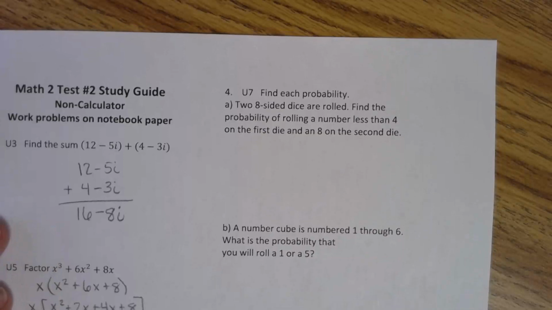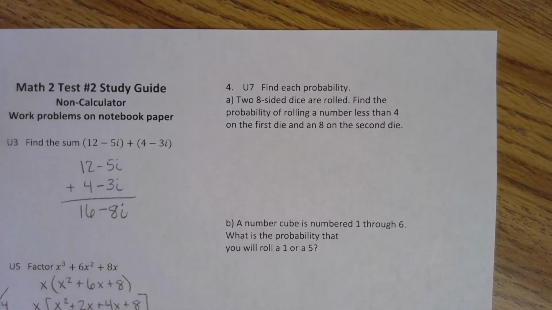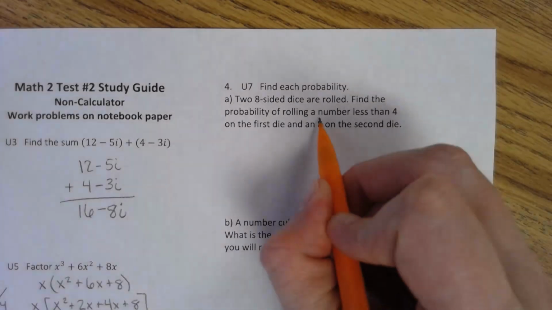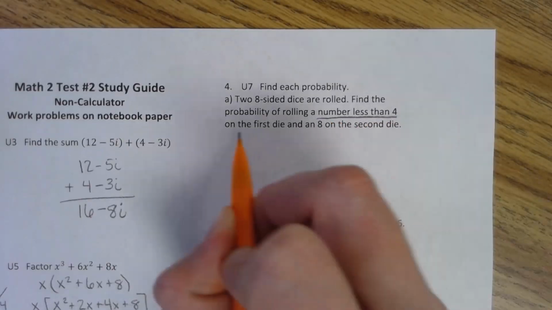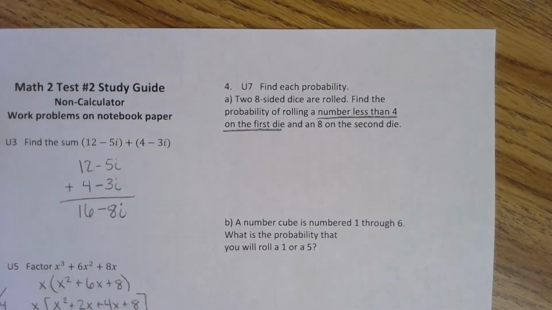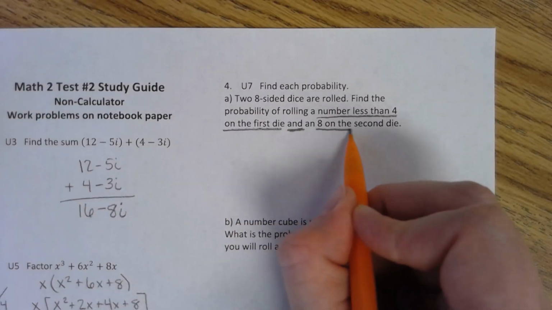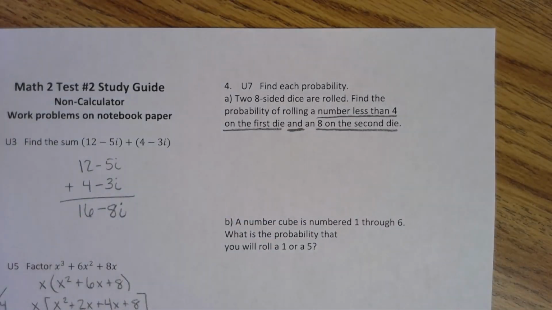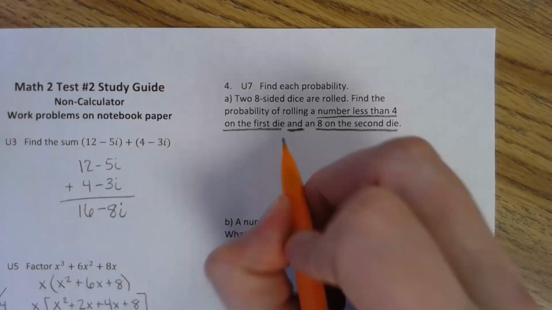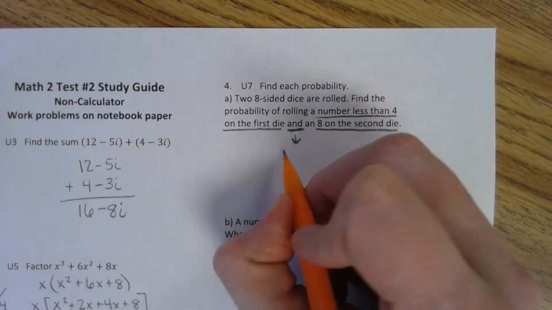Now let's look at question 4, probability. We have two 8-sided dice that are rolled. Find the probability of rolling a number less than 4 on the first roll, or the first die, and an 8 on the second die. So first of all, recall that and means we're going to multiply.